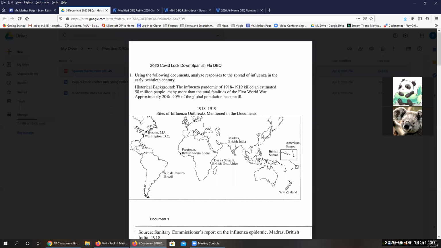And I want you to try to type this on a Word document. Type this into a Word document. Time yourself. We're going to stop the Zoom and everything in a few minutes here. But I want you to do this, and when you're done, send it to me.